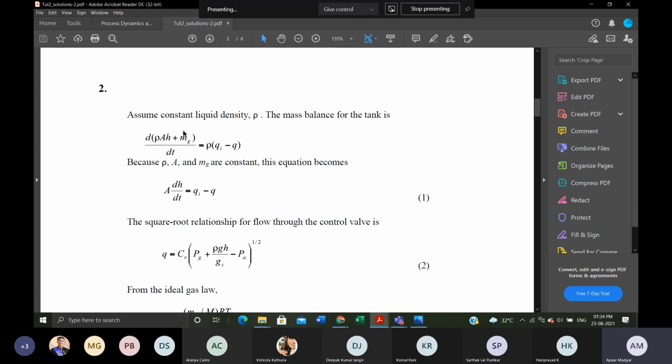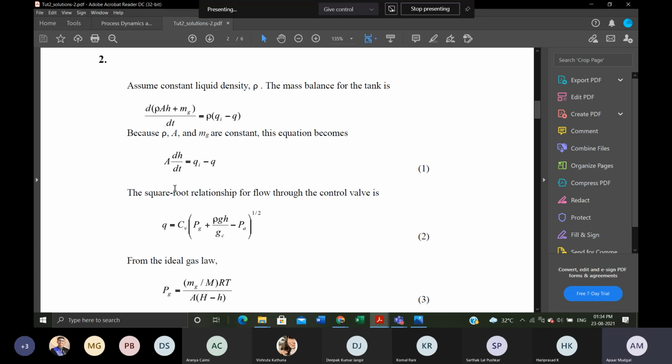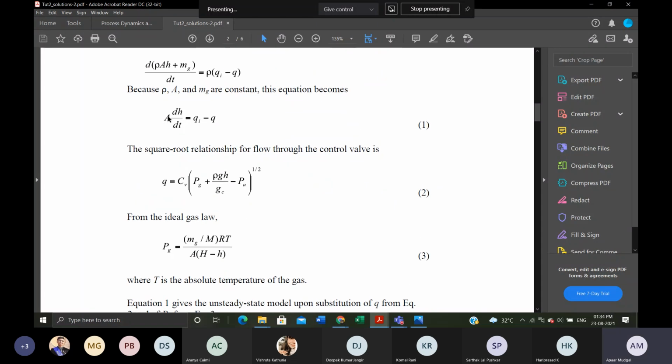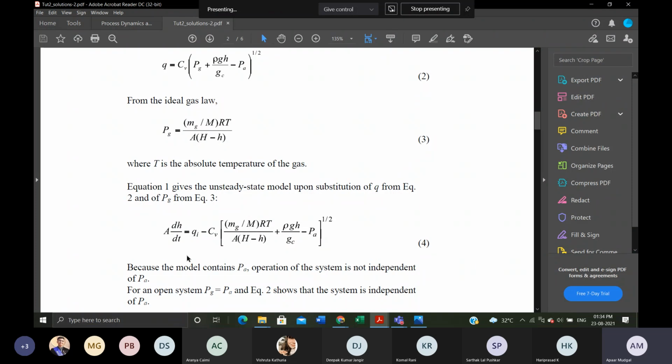But because the mass accumulated due to gas is negligible and our area is constant, we can simplify this equation to A dH by dt, which will be equal to Qi minus Q. Now, using this square root relationship, which is equal to CV times the square root of pressure outside minus pressure inside, and using the ideal gas law, we can convert this equation into this.